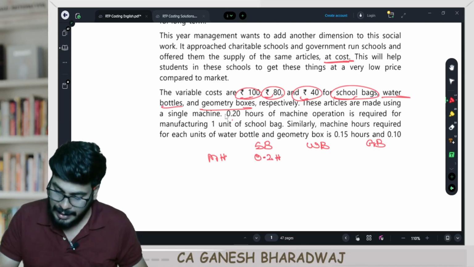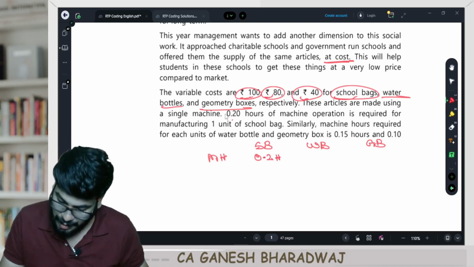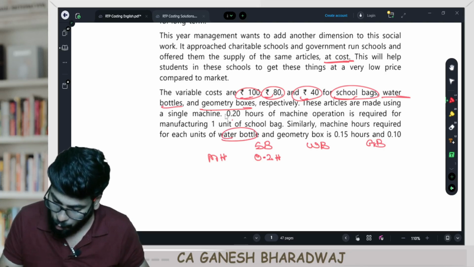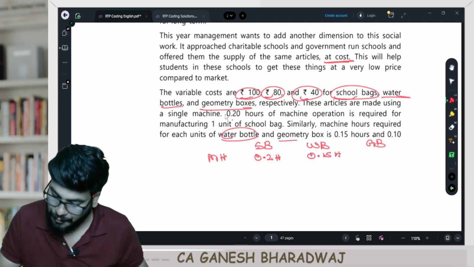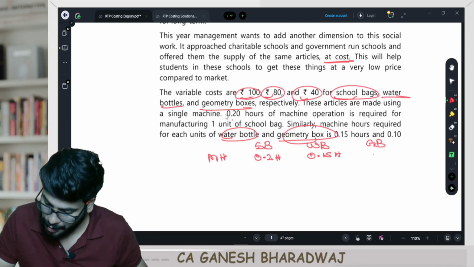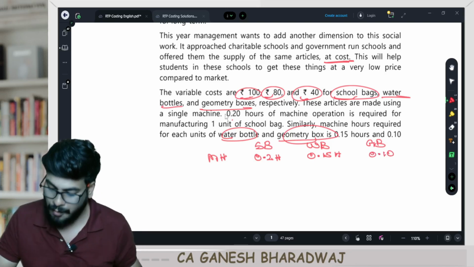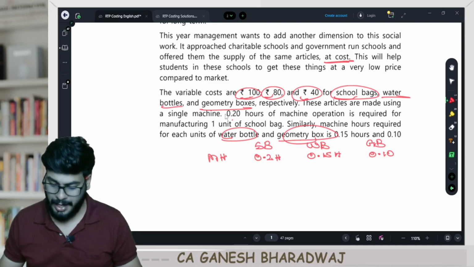0.2 hours. Then for manufacturing, similarly, for manufacturing 1 unit of water bottle, they require how many hours? 0.15 hours. And for 1 unit of geometry box, they require how many hours? 0.10 hours. Are you clear with this? This is what they have mentioned.